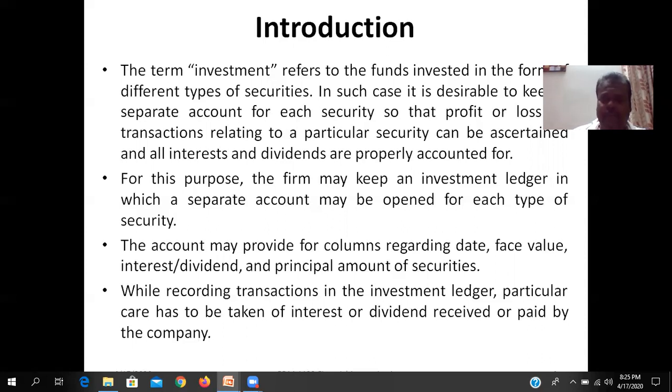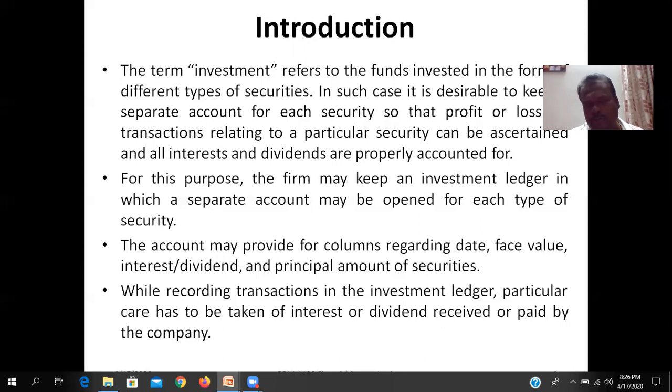If you have money in your hand, you can invest your money at the bank, or at the stock exchange or whatever it is. But anyhow, if you invest your money, it is desirable to keep a separate account for each security, because you can simply identify the profit or loss on the transactions relating to the particular investment. For this purpose, the firm should keep an investment ledger in which a separate account can be opened for each type of investment or security.